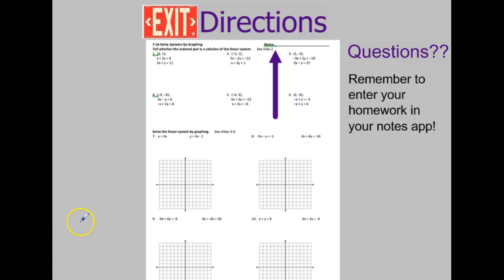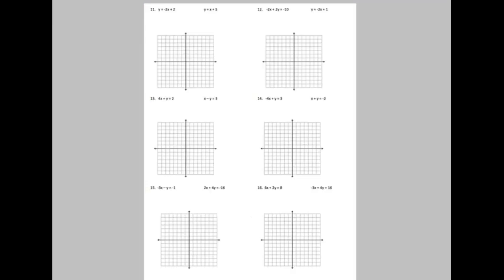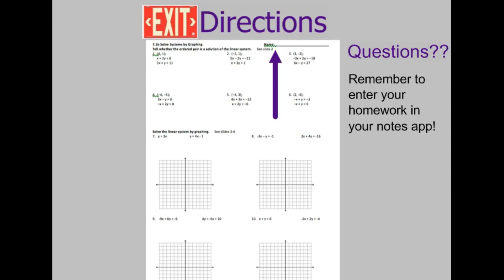So your homework is a worksheet. So go ahead and show me your notes in order to get your worksheet. There is a front and a back side that you need to solve for y and graph. And reminder to enter your homework in your notes app and to make sure you're getting your homework done and turned in.